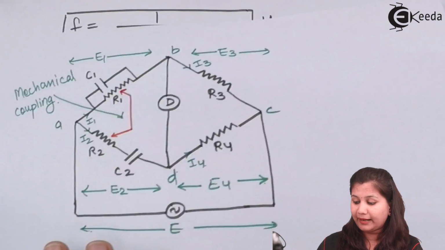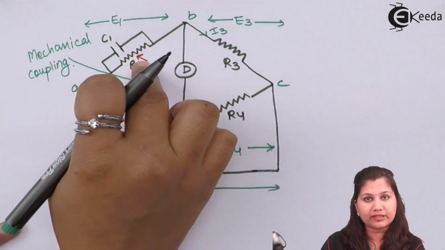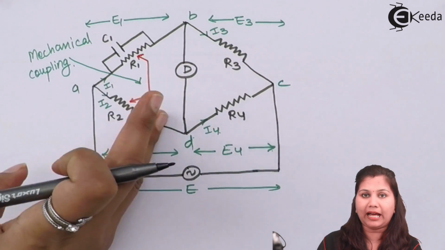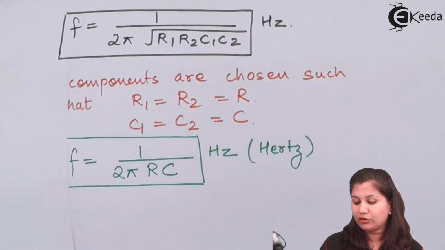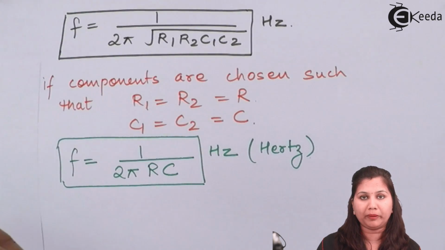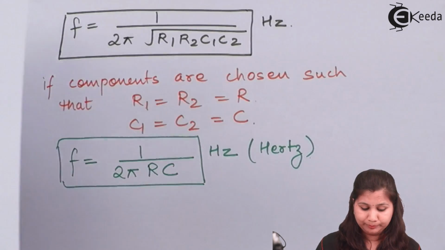This is the circuit diagram. In that diagram we have the parallel combination of capacitor and resistor, and in one arm we have the series combination. Just like in the resonance circuit we got the frequency as 1 upon 2 pi RC, here also we are getting the same formula.